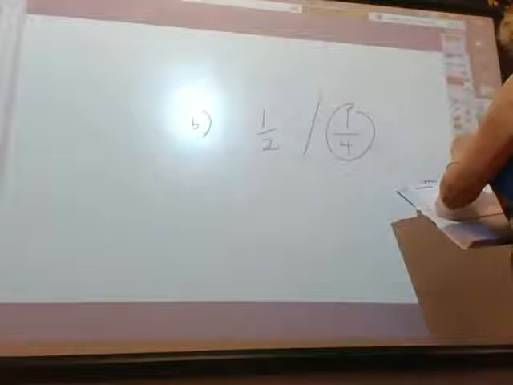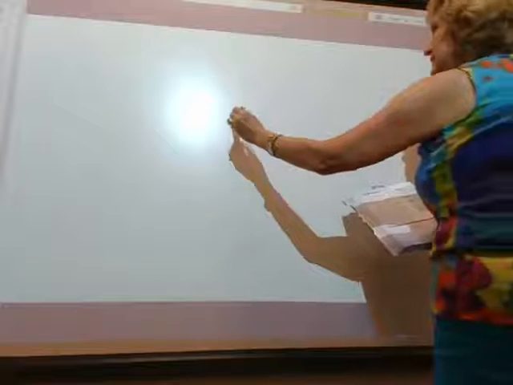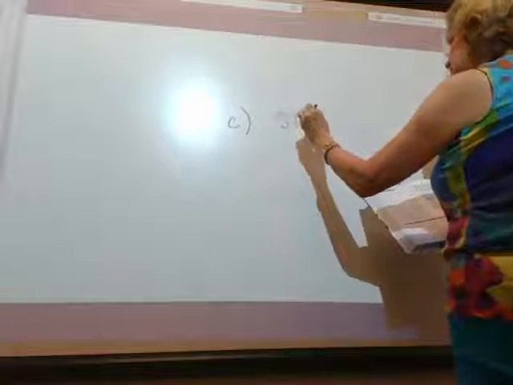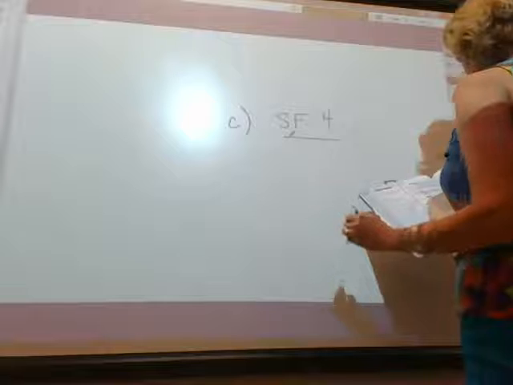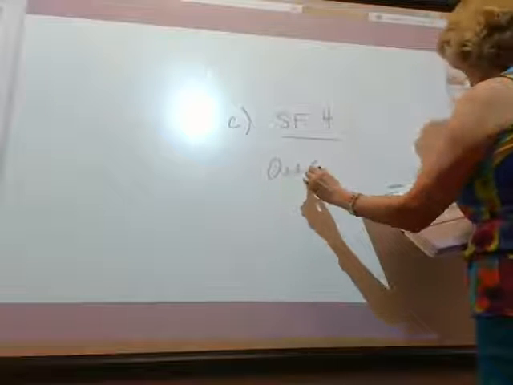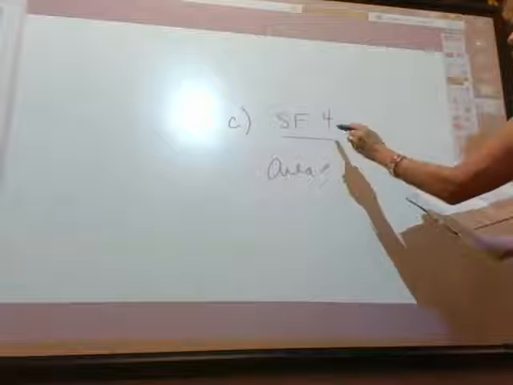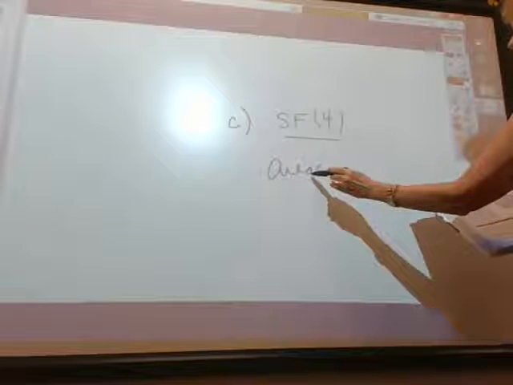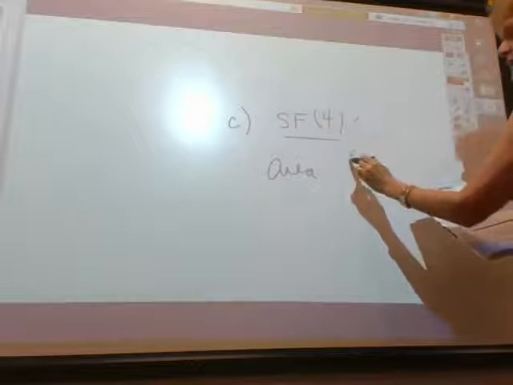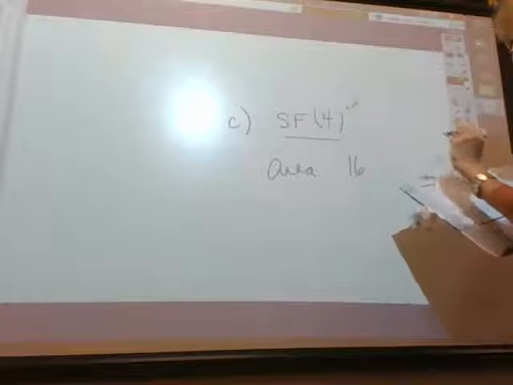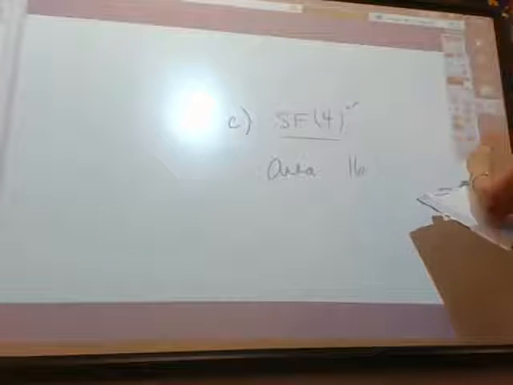All right, for C, it says a triangle that is dilated by a scale factor of 4. The area should be how many times the area of the original? Well, we'd take the scale factor for area and we would square it, right? So it would be 16. Okay, very good. And then for D, find the scale factor of the smaller rectangle to the larger.